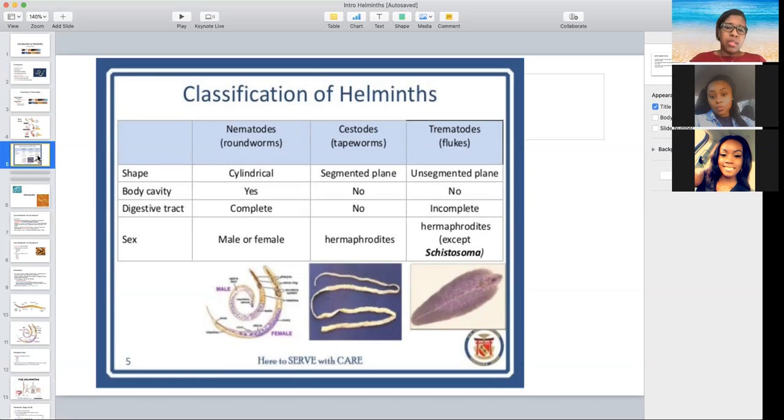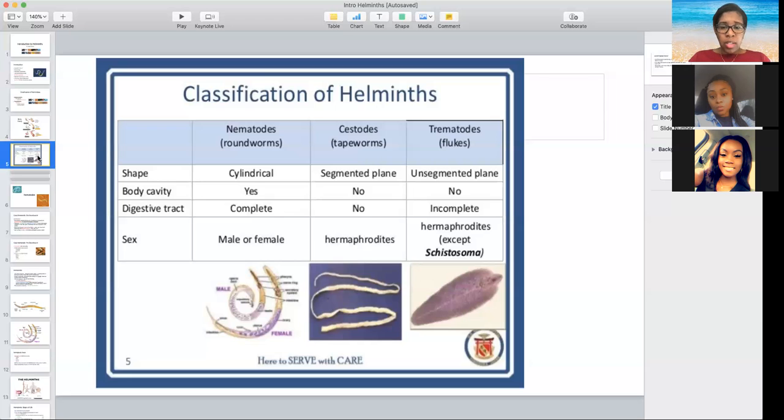The cestodes, that's going to be the tapeworm. These are the ones that you probably have heard about before from a human standpoint in terms of illnesses. These tapeworms are segmented. That's a very distinguishing feature of the tapeworm. They don't have that body cavity or lining, so they're going to be acoelomates. No complete digestive tract. They are hermaphrodites, meaning they have both male and female reproductive organs within the same body.